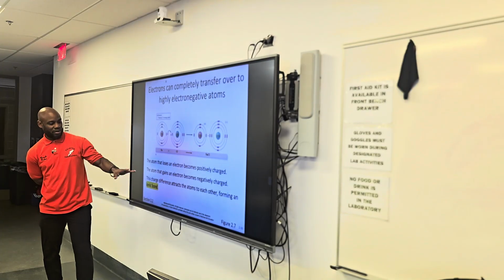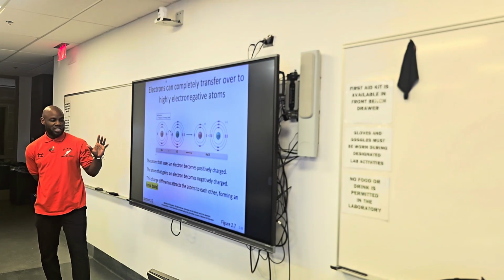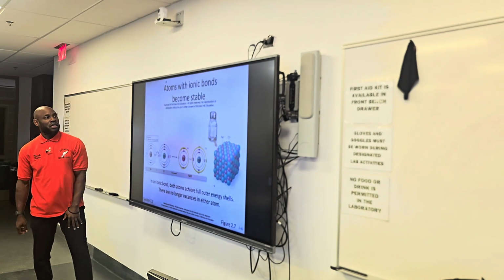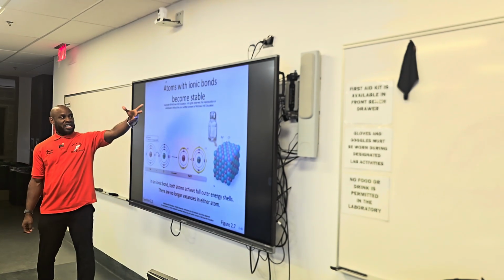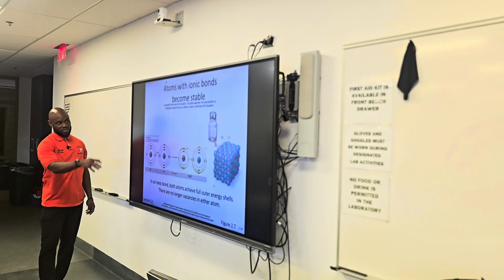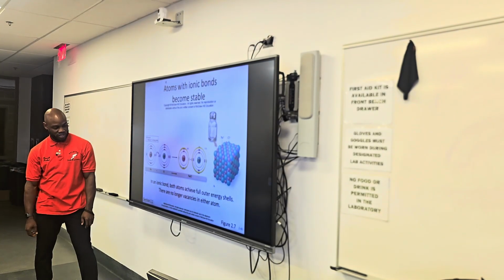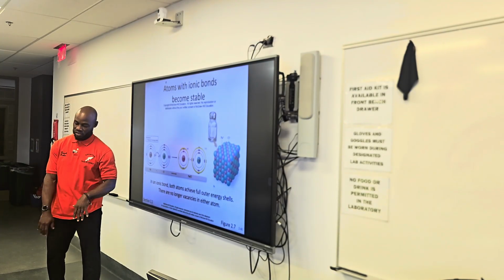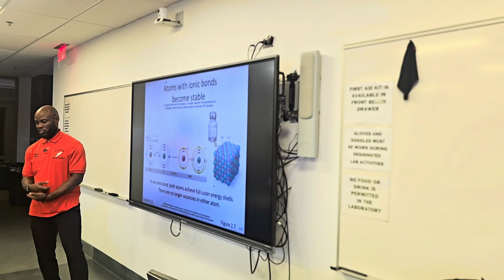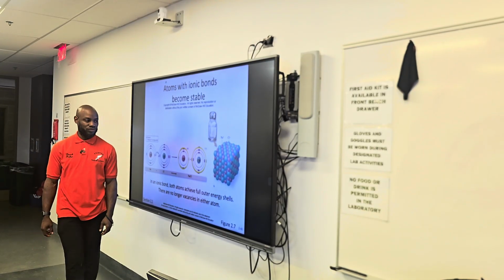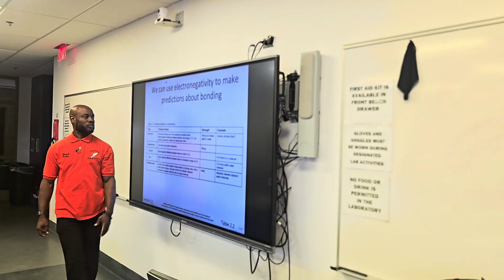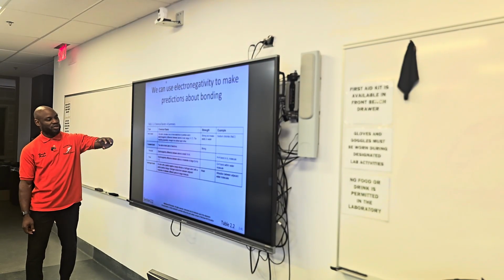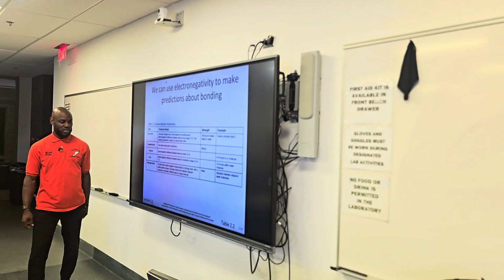All right, so very high electronegativity forms ionic bonds. I already talked about that. They can completely transfer. That's what's happening. The atom loses an electron and becomes positively charged. The atom that gains the electron becomes negatively charged. Now you have a negative and a positive bind together, an ionic bond. Atoms with ionic bonds become stable. We already mentioned NaCl, salt, which is very stable. If you take salt, leave it on the table, and don't touch it, you come back next week, it'll still be salt. All right, very stable.